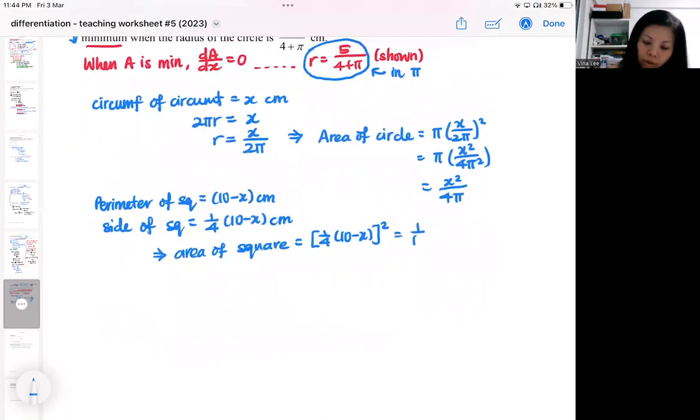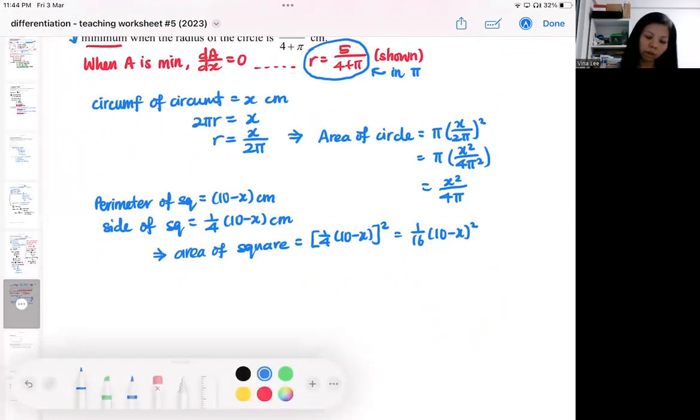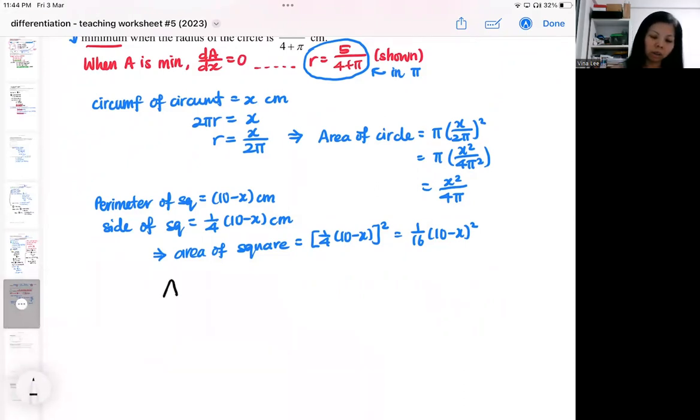In this case, I'm not going to expand the bracket. I'm just going to let it be. So that is the area of the square. So eventually, I'm interested in the total area, meaning this and this to be added up.